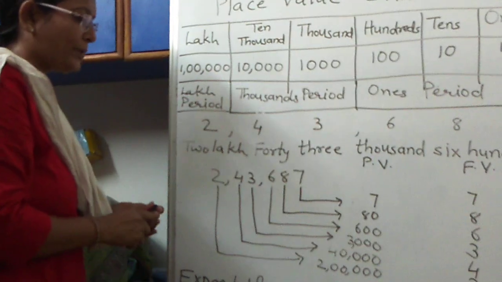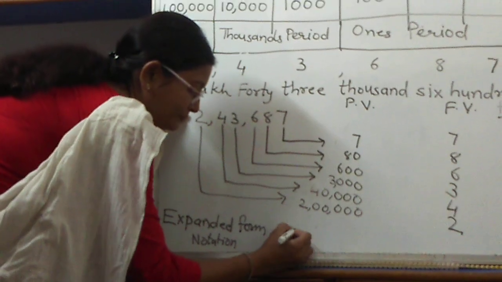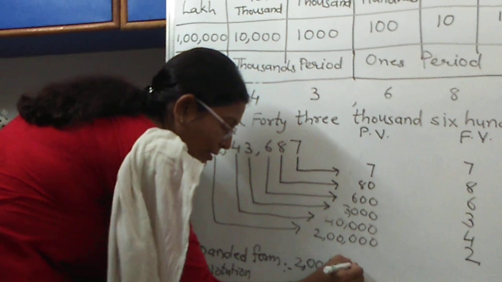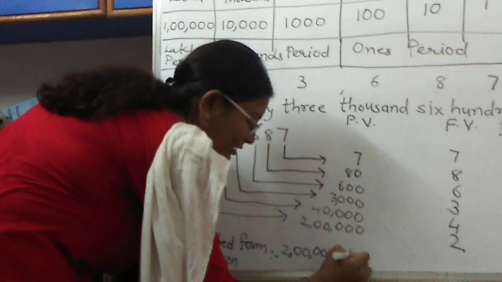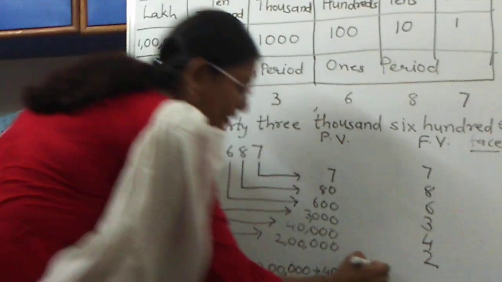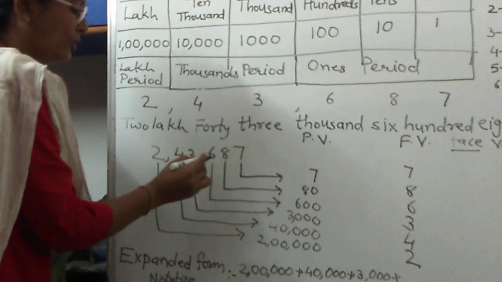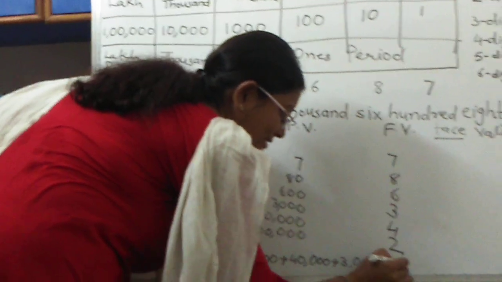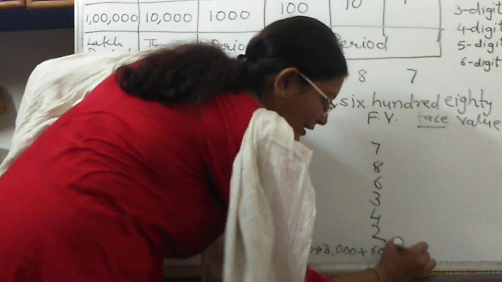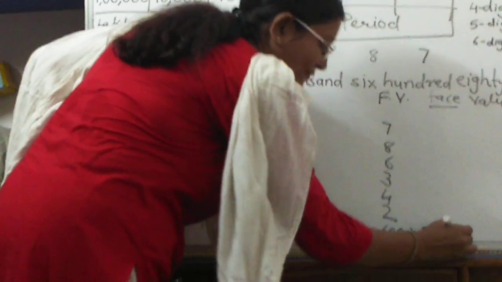What will you do here? You will write in expanded form. First you will write 2 lakh. The place value of 2 is 2 lakh. So I'll write 2 lakh plus the place value of 4, which is 40,000. I'll write 40,000 plus the place value of 3, which is 3,000. I'll write 3,000 plus the place value of 6, which is 600. So I will write 600 plus the place value of 8, which is 80. So I'll write 80, and the place value of 7 is 7. So I'll write 7 here.